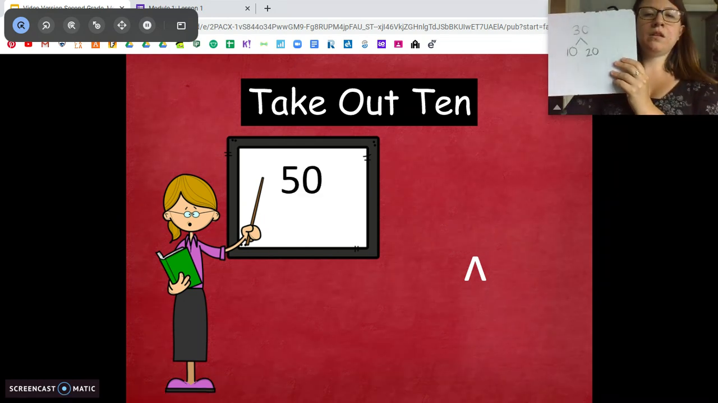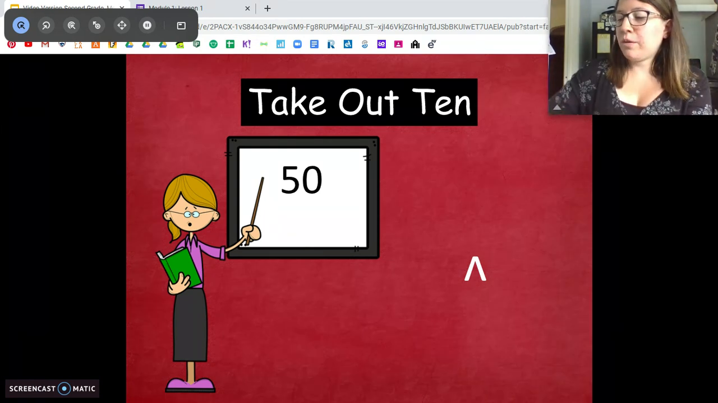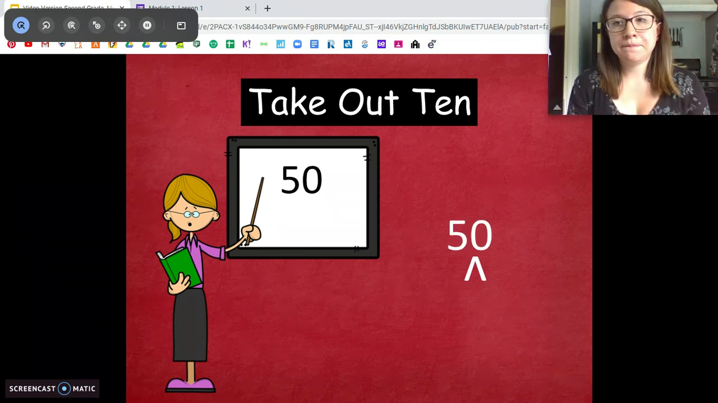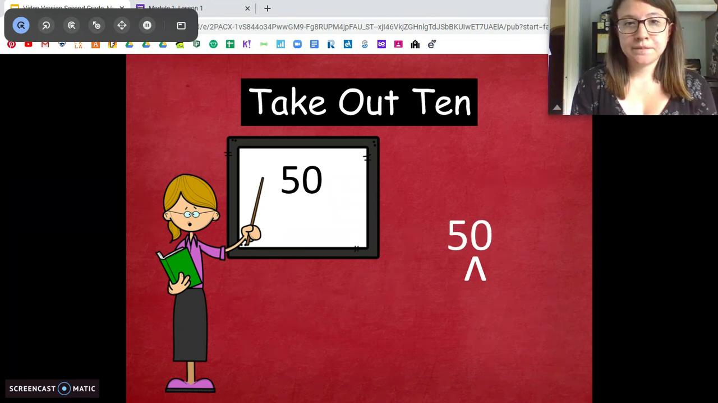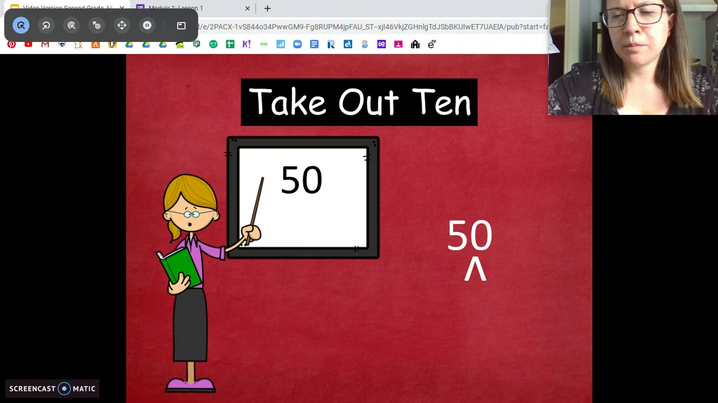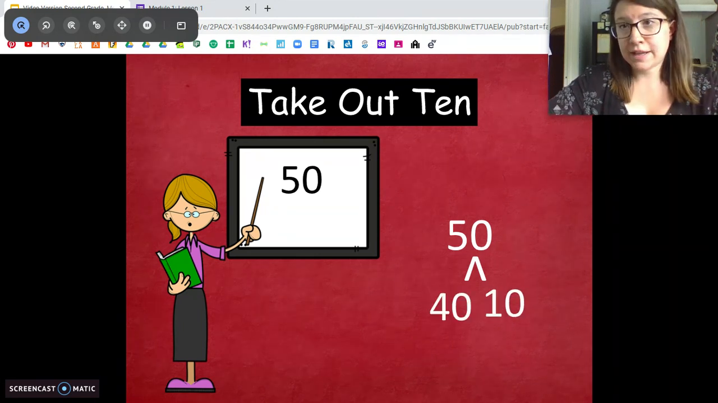Try this one. Your whole is 50. 50 is going to go on the top. One of your parts is going to be 10. What's the other part going to be? Pause the video. So write it on your paper, and then I'll show you the answer. Unpause, and I'll show you the answer. 40 is your other part. 10 is the next part.